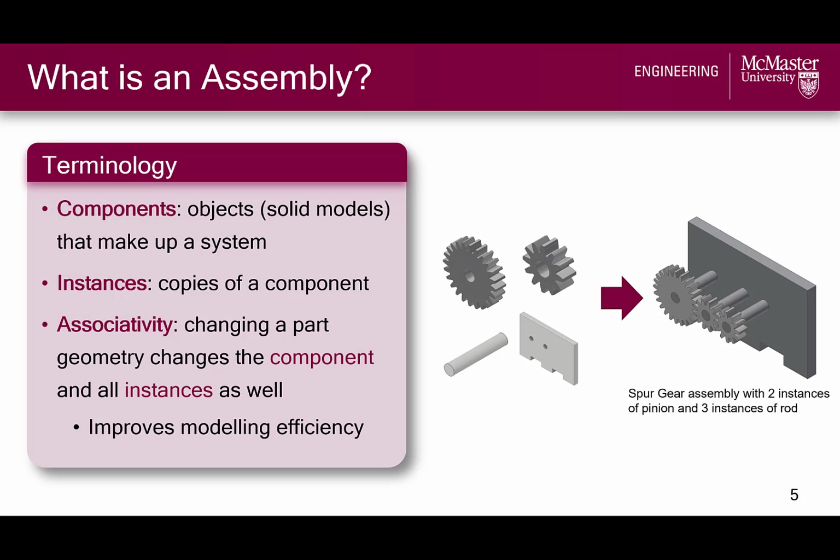To make sure that we are all on the same page moving forward in this video, let's define some terminology for assembly modeling, and we can consider this gear train assembly to help. So with assembly modeling, we will call each solid model that is part of the assembly a component, and in an assembly, it is possible to have multiple instances or copies of a component. For example, in this gear train, we have four components: a gear, a pinion, a rod, and a mounting bracket. And in the assembly, we use two instances of the pinion component and three instances of the rod component.